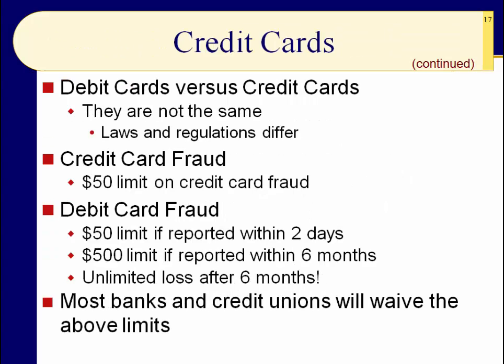Now, credit cards and debit cards are not the same, right? The laws and regulations differ. Credit card fraud, if it happens, if for some reason your card is compromised, then the limit you pay is $50. Now with debit card fraud, the limit is $50 if you report the fraud within 2 days. It is $500 if you report it within 6 months. But if you report it after 6 months, you have unlimited loss because you didn't do your bank reconciliation that you learned in the previous chapter. Now the truth is that most banks and credit unions will waive the above limit. But if they don't want to, they can.